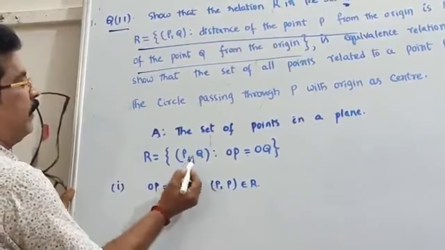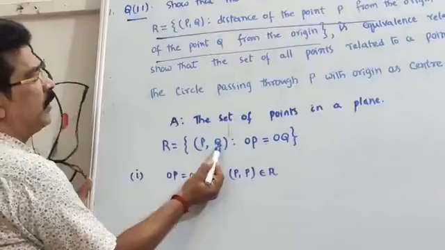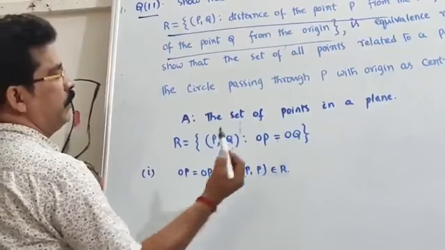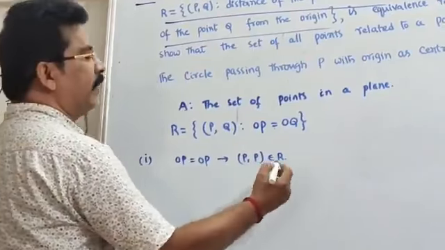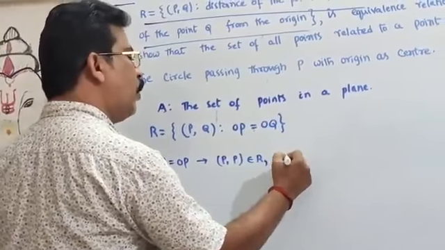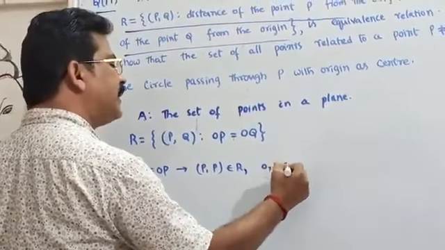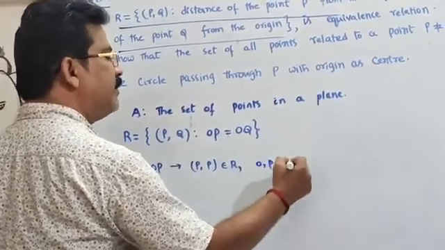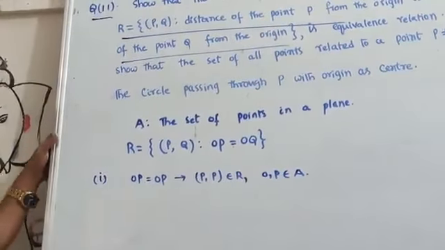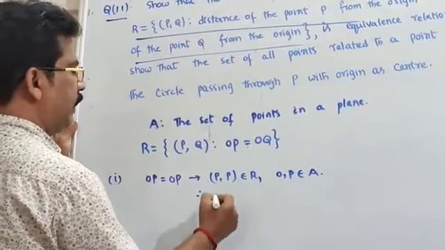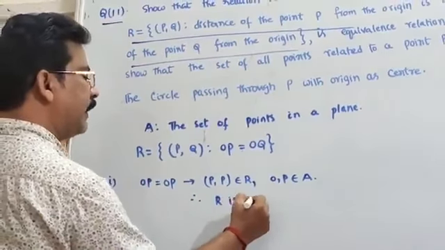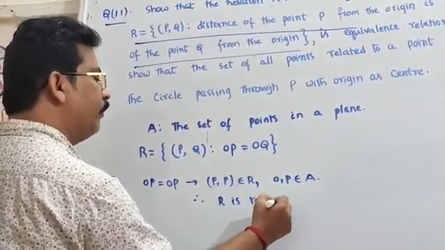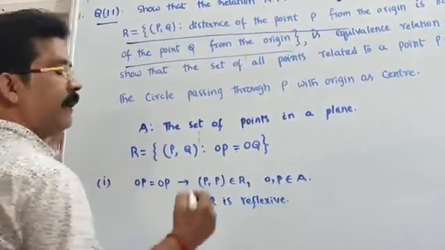Actually for (P, Q) the condition is OP is equal to OQ. So (P, P) means OP is equal to OP, whereas O and P are from the main set capital A. Okay, so therefore definitely capital R is reflexive.